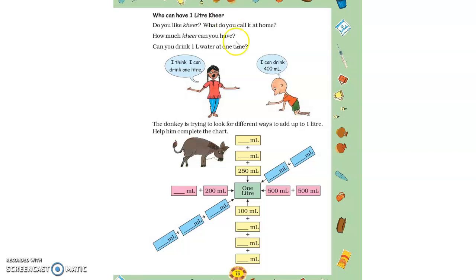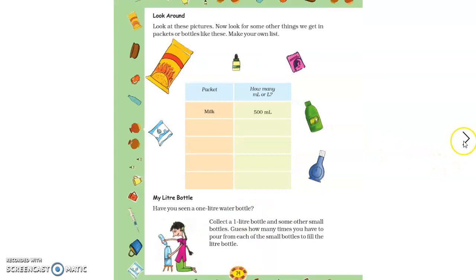The donkey is trying to look for different ways to make up 1 liter. Help him. Friends, we will do this in the next part. Packet milk, we will do this in the next part.